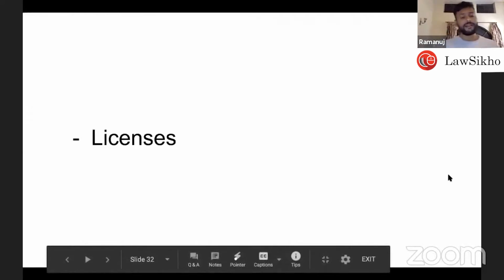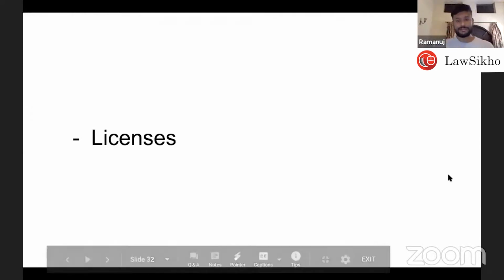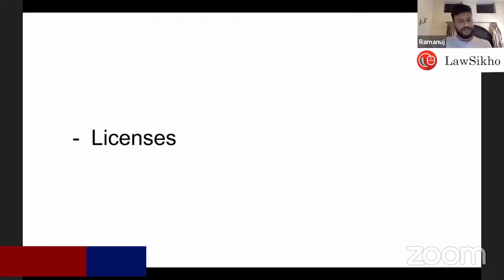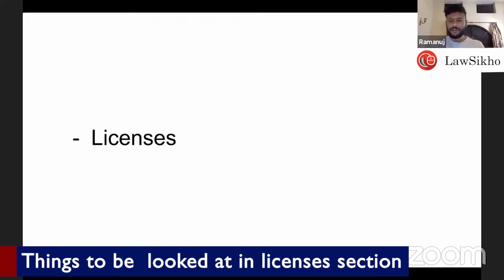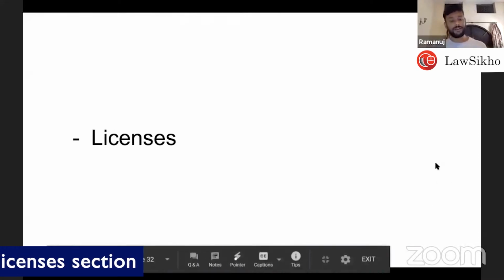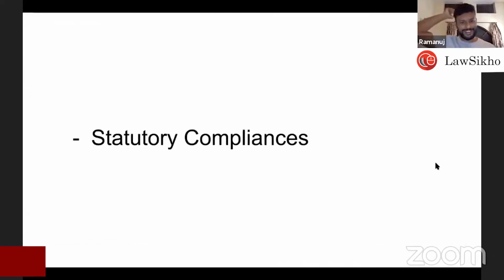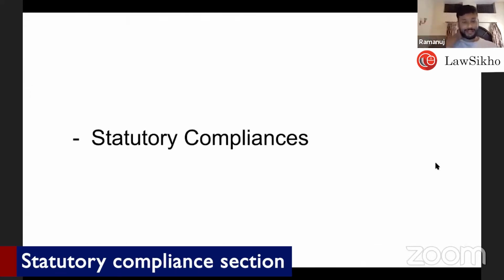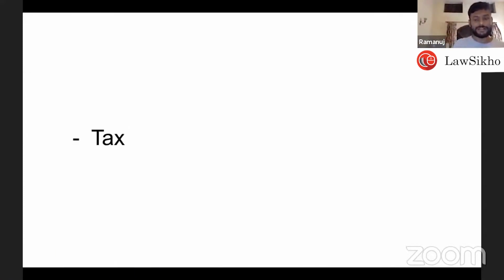Okay. Then there is a licenses section, right? So it is obvious whatever licenses they might be having would be listed here, and whether they're valid or not, all of that will be listed here. Okay. If there is a threat to the license, that will also be listed here. Statutory compliances. So there are so many laws that may apply to a company. So is it complying to all those statutes? This is also a section.